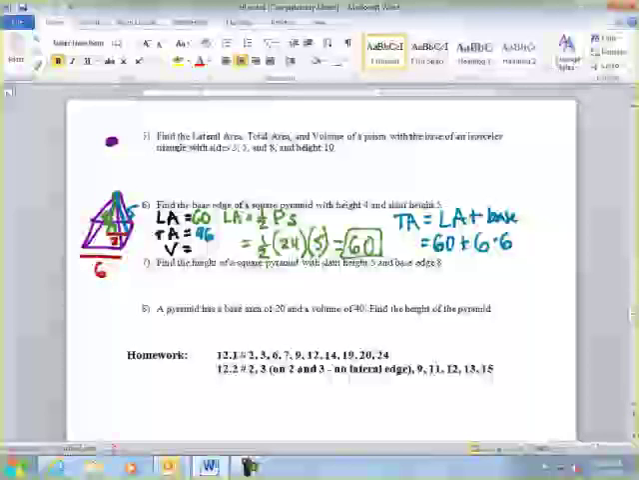Then for the volume, formulas do need to be memorized. Volume is 1/3 area times height. So 1/3, when we talked about total area, we said the area of that base was going to be 6 times 6, or 36. And the height we were given is 4. So 1/3 times 36 times 4 is 48.